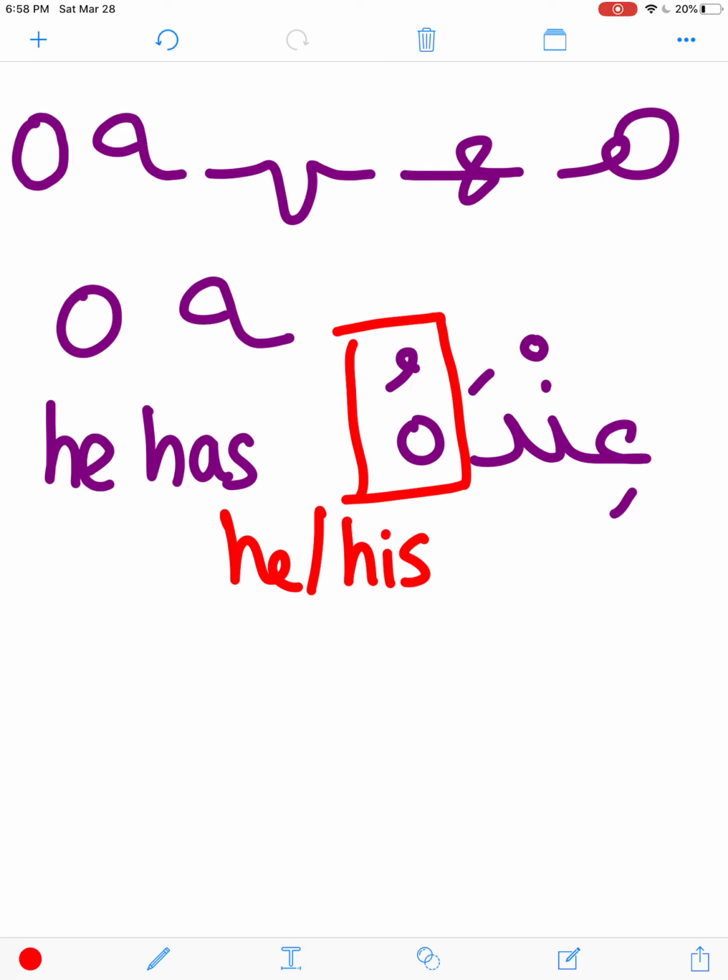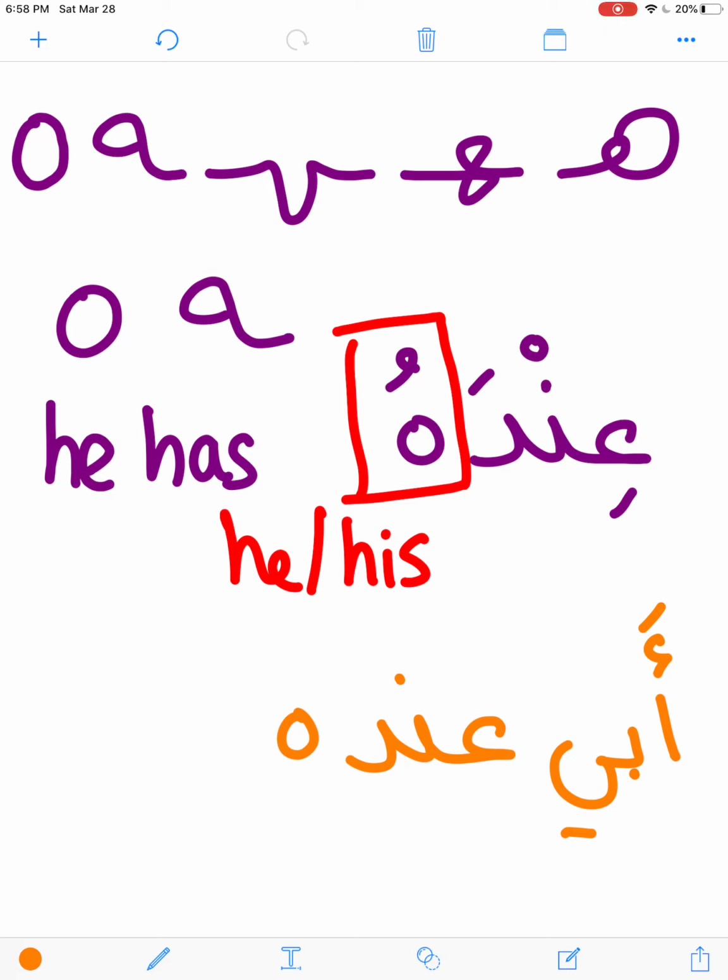Okay. So we could do some sentences with it. Abi, if I want to say my dad has. Abi, and then we have to use the masculine for has. So we're going to say he has. Abi عنده سيارة, he has a car. عنده سيارة جديدة. You're going to come up with the sentence using عنده.